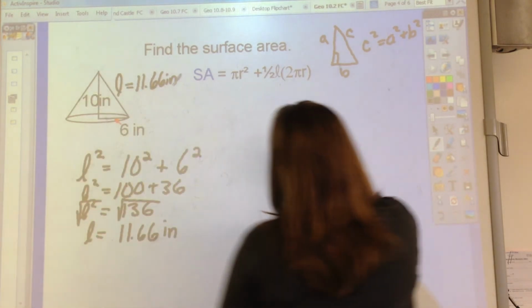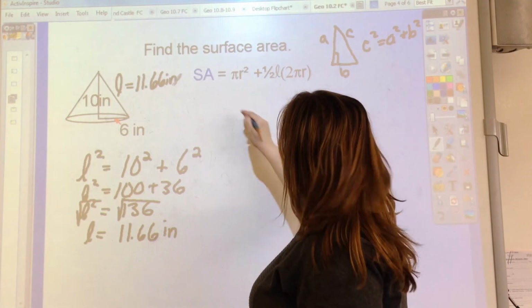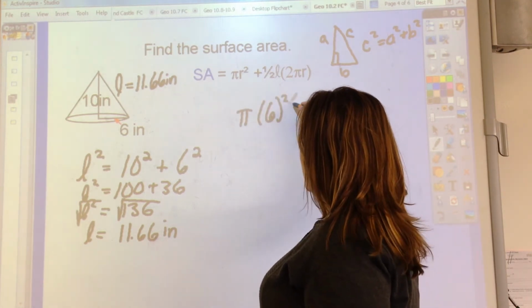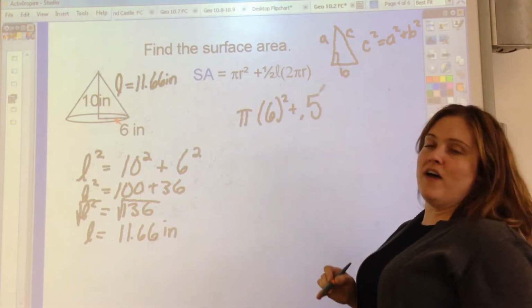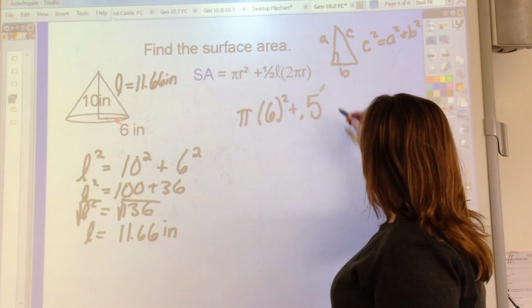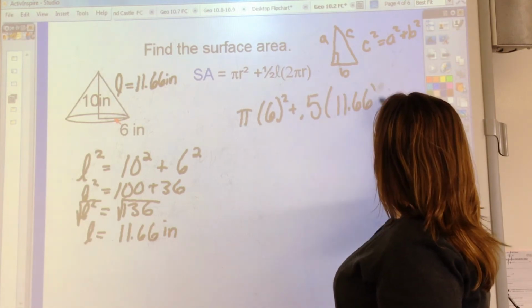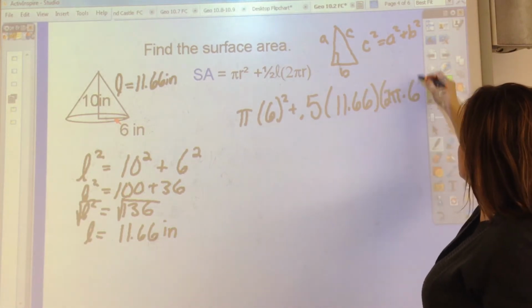All right, now I come over here to actually find my surface area. I'm going to plug in my values. I've got pi times my radius, which is 6 squared, plus, at this point I'm going to call 1/2 0.5 because we're going to deal with some decimals, times my slant height, which is 11.66, times 2 times pi times my radius, which is 6.